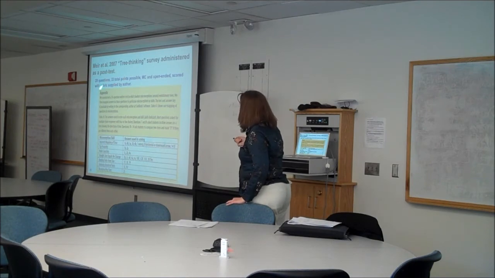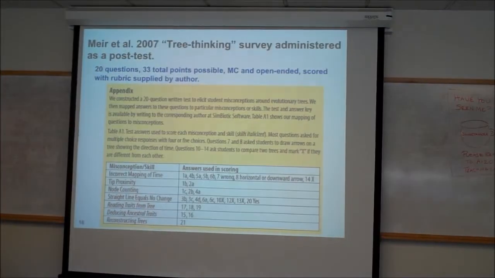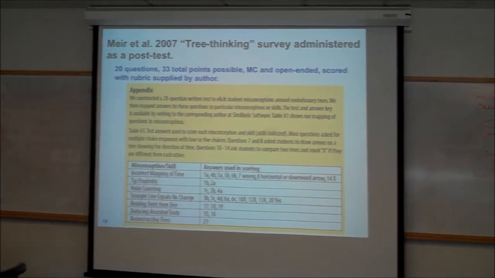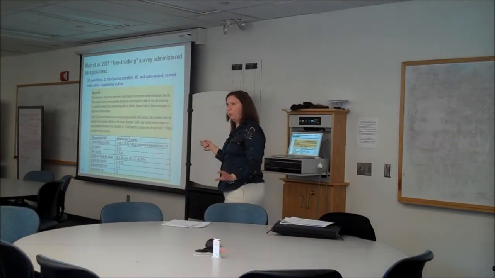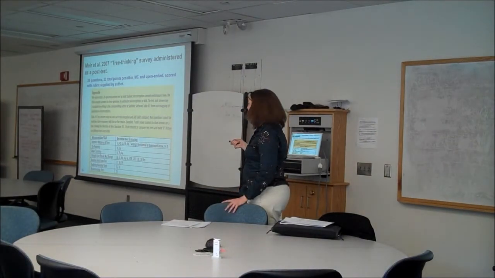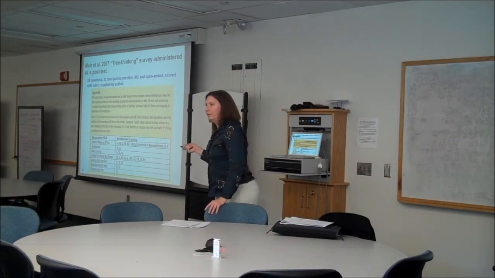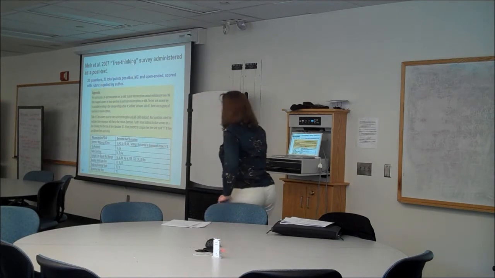So this is in that paper about the survey, and I just want to point out a couple things. There's 20 questions, 33 points possible. They're both multiple choice, as you've seen, and open-ended. And they're scored with a rubric to equal those 33 points. So the rubric was fairly straightforward. I disagreed fundamentally with one scoring, but it's a convention I'm not aware of. So this guy's really friendly, so I'll chat with him about that at some point.